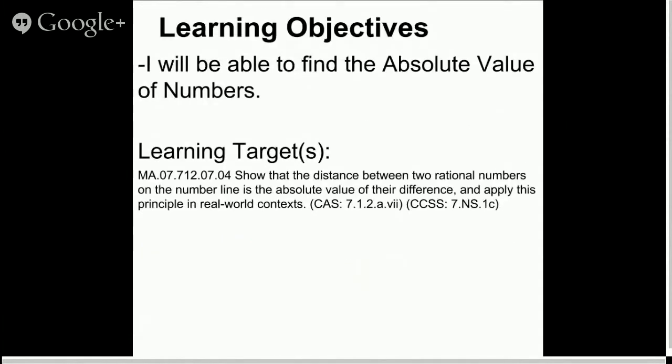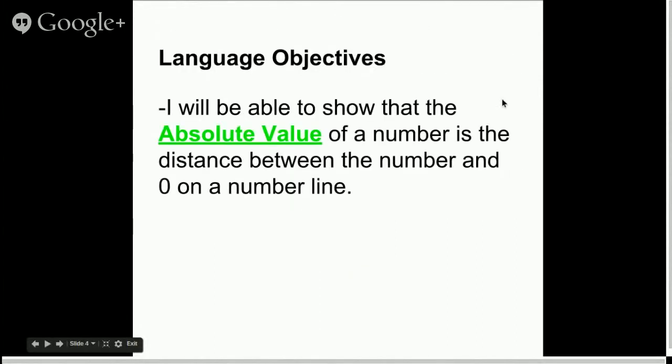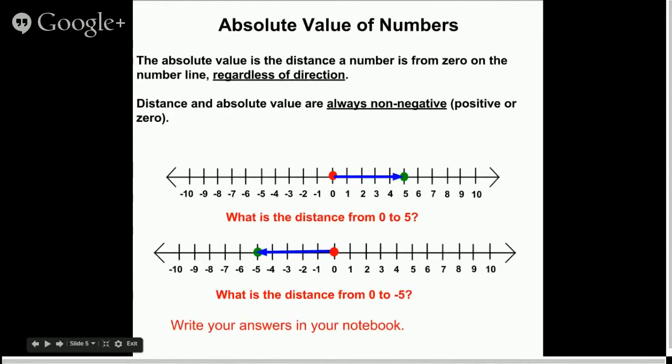Here are our learning objectives. Absolute value. You're going to find the absolute value of numbers. Absolute value is an important word. It's the distance between a number and 0 on a number line. So it doesn't matter if it's positive or negative. If you have positive 5, the distance between 0 and 5 is 5 spaces. The distance between 0 and negative 5 is also 5 spaces. So the absolute value of 5 or negative 5 is 5.